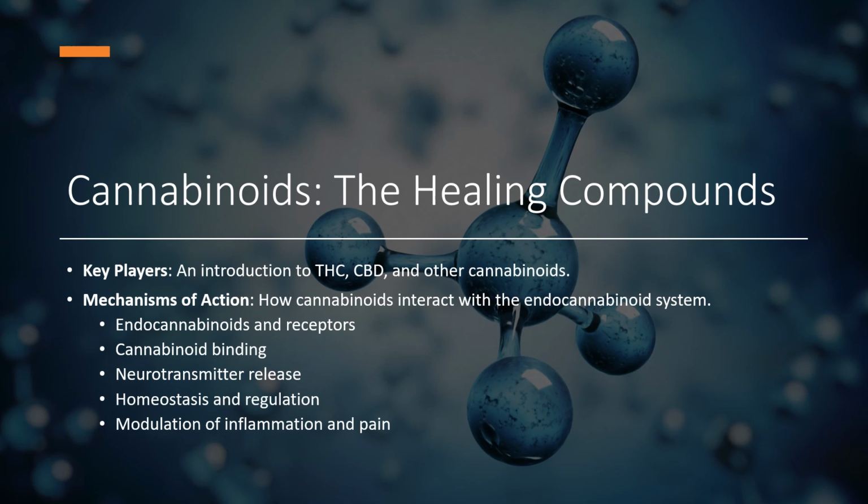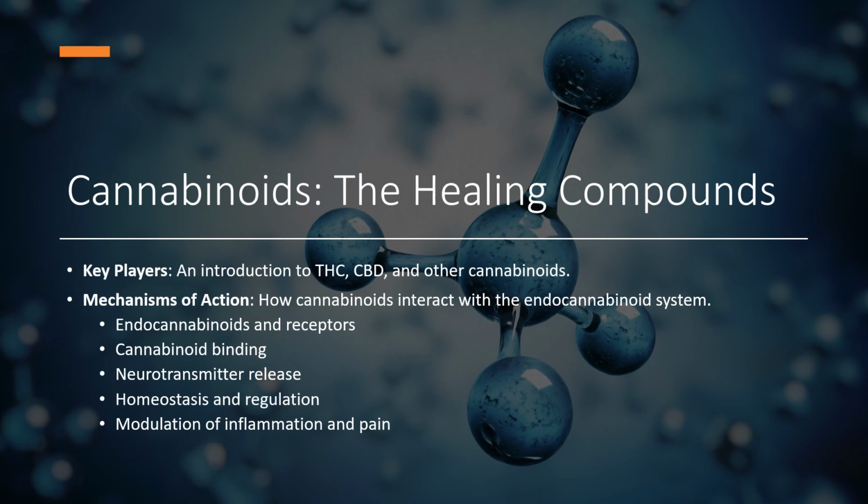And then we talk about homeostasis and regulation. The ECS is what plays a crucial role in maintaining the body's homeostasis, which is the body's internal balance. It's going to regulate functions like pain perception, immune response, mood, and appetite. When cannabinoids interact with the ECS, they can influence these functions and help restore the balance when there is a disruption. But when there's not, it disrupts the balance. So it's a very finicky thing to keep in balance.